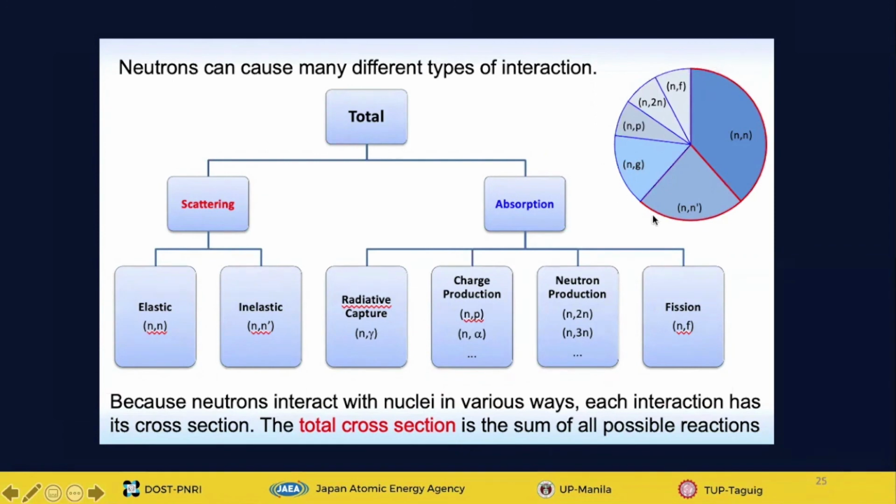And we can visualize the probabilities of these reactions using this pie right here. So we see that there is more probability for scattering to occur compared to absorption. But of course, that would depend on the energy of our incoming neutron as well as the material which the neutron passes through.